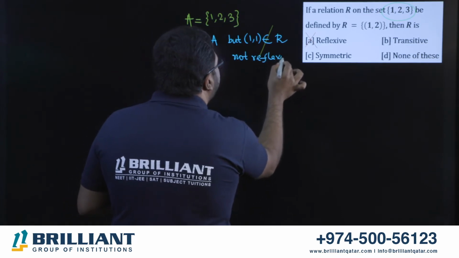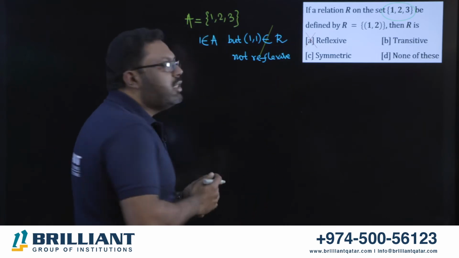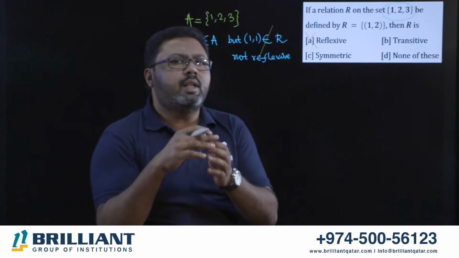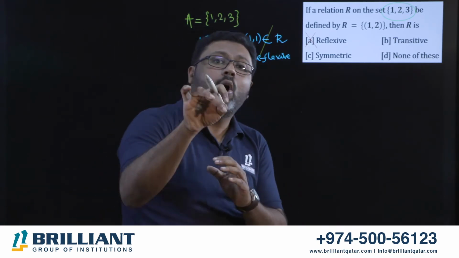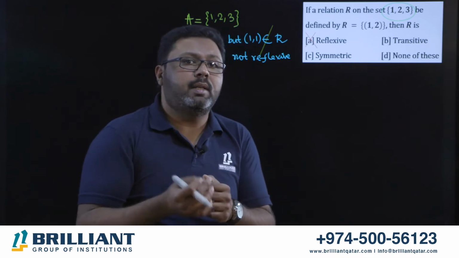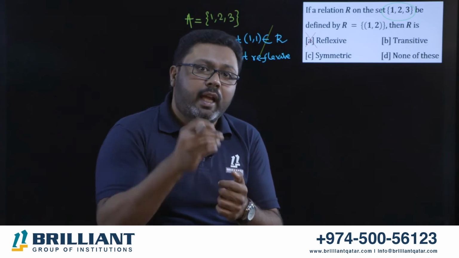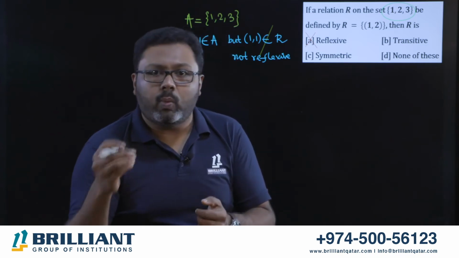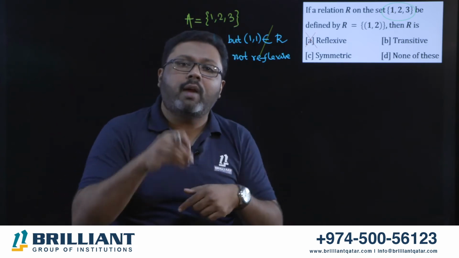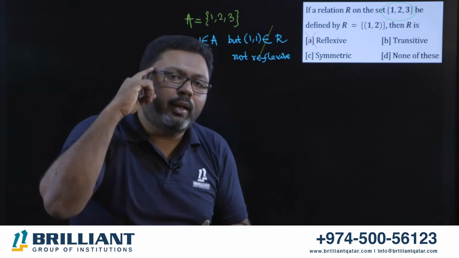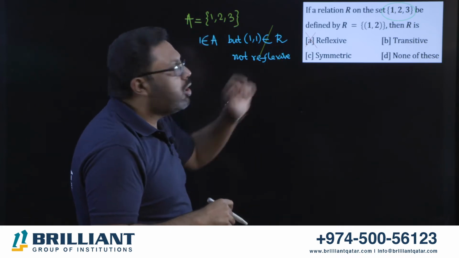Let's talk about symmetric now. What is the symmetric condition? For not being symmetric, as I told you a few questions back, not being symmetric means I have a pair x, y and I do not have a pair y, x. Keep that in mind.